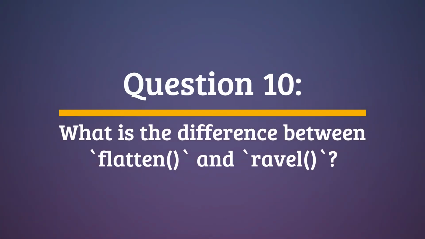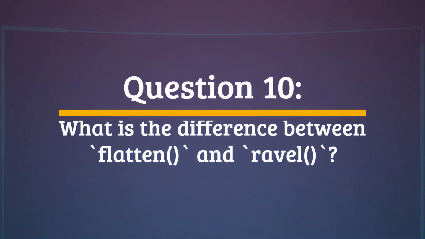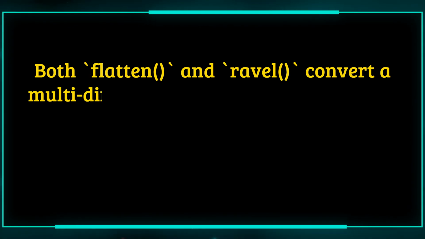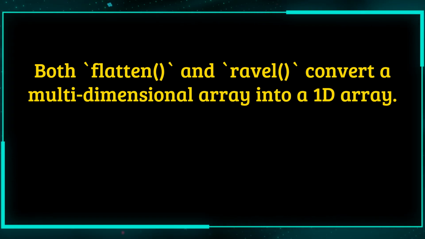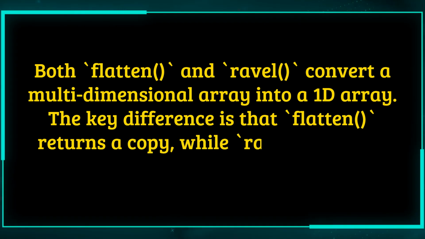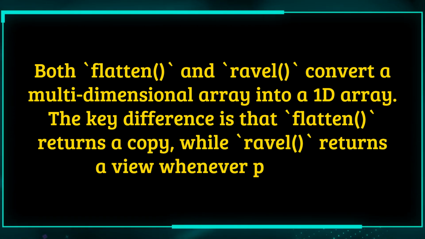Question 10. What is the difference between flatten and ravel? Answer. Both flatten and ravel convert a multidimensional array into a 1D array. The key difference is that flatten returns a copy, while ravel returns a view whenever possible.